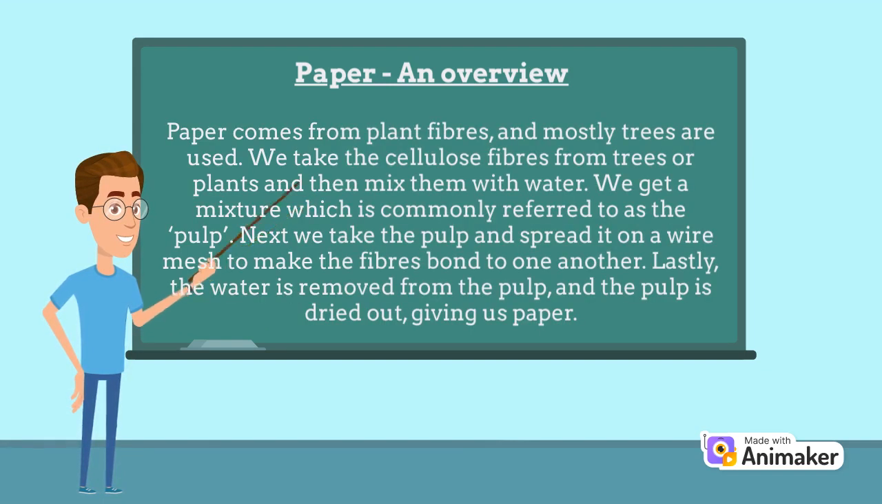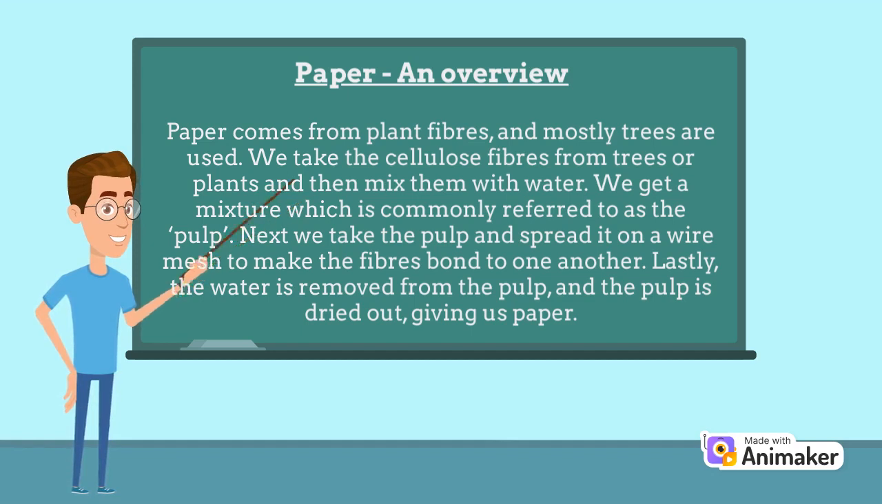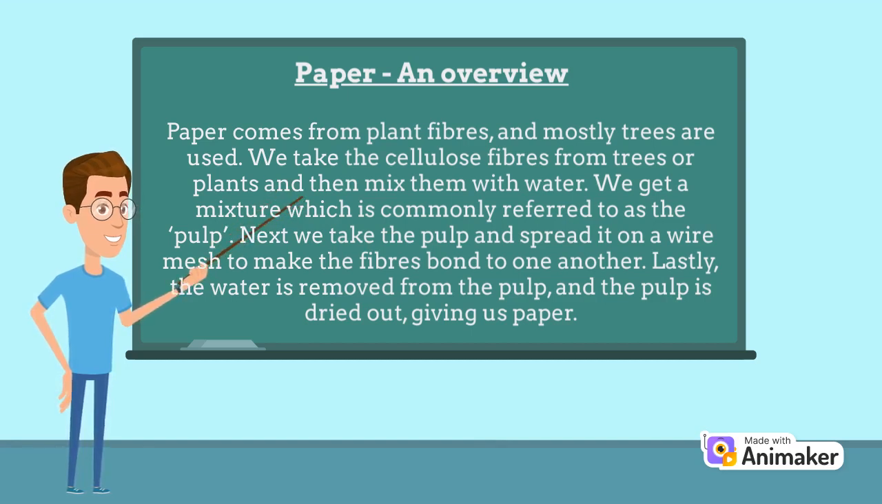Well, as we have already established, paper comes from plant fibers. Though this means that various different plants can be used, we mostly use trees. We take cellulose fibers from plants and then mix them with some water. The result is a mixture which is referred to as the pulp. Later we take the pulp and spread it on a wire mesh to make the fibers bond to one another. Lastly, we take out the water from the pulp and dry it out, giving us our beloved paper.